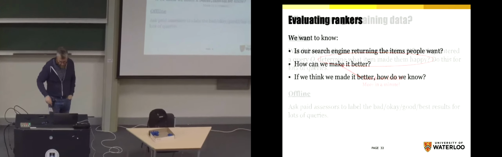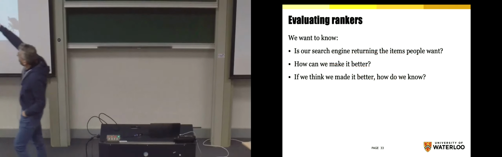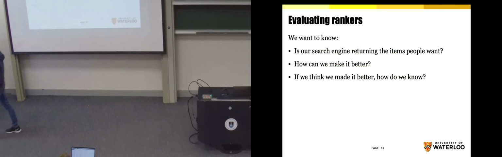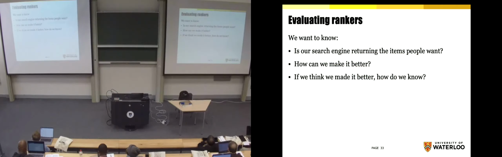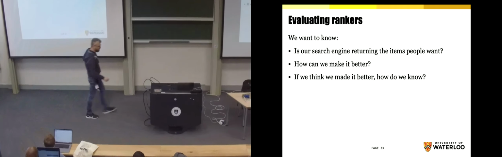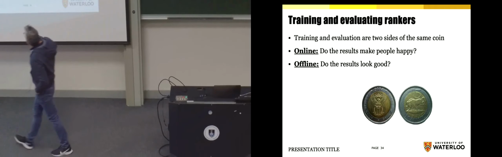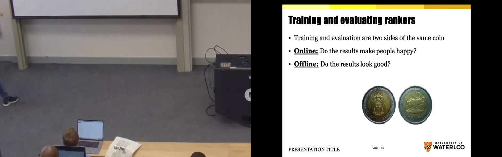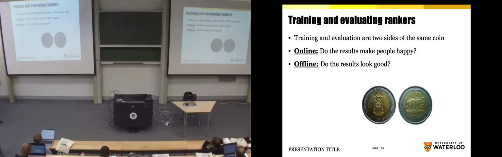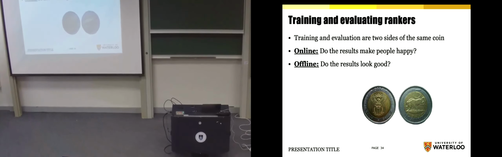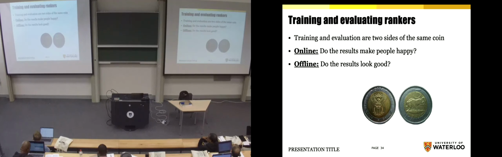Okay. So if we are evaluating machine learning rankers, then we want to know, is our search engine returning the stuff that makes people happy? And then how can we make it better? And if we think we made it better, how do we know? These are basically two sides of the same coin: evaluation and training. We want labeled training data to train our rankers, and we want labeled data to evaluate the quality of our rankers.